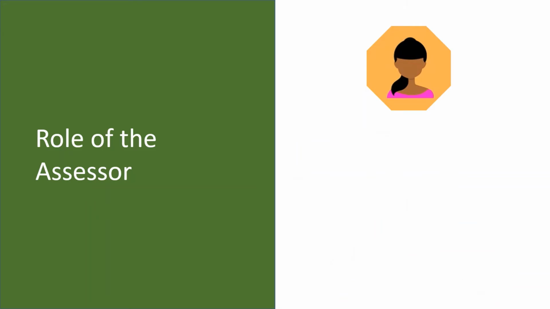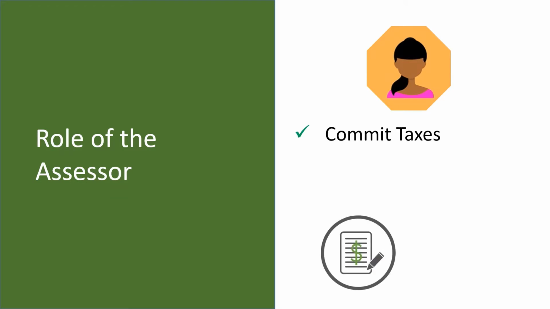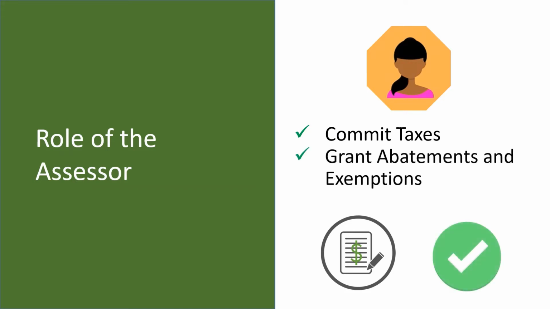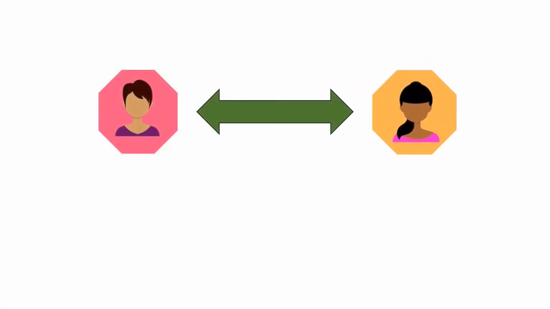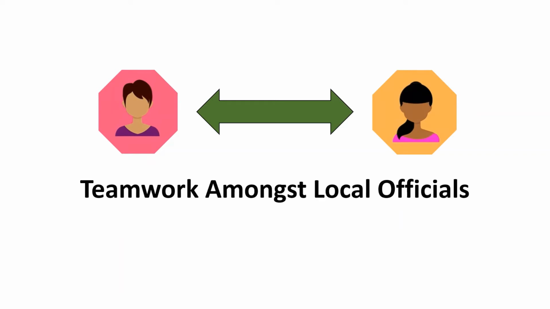Once a municipality's tax rate and property valuations are approved, the assessors also prepare a tax list and warrant and commit taxes to the collector. They also grant abatements and exemptions to taxpayers who must file timely applications with the assessors and administer motor vehicle and other excise bills. The assessor works closely with the collector, as well as other members of the financial management team. As we will see, teamwork amongst local officials is essential to effective financial management in every community.